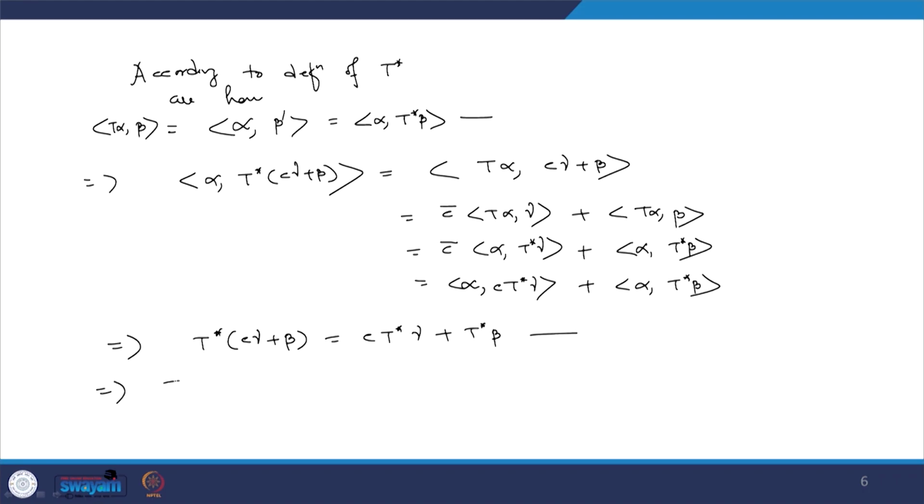So, T star is a linear operator on V. Uniqueness of beta prime implies uniqueness of T star.